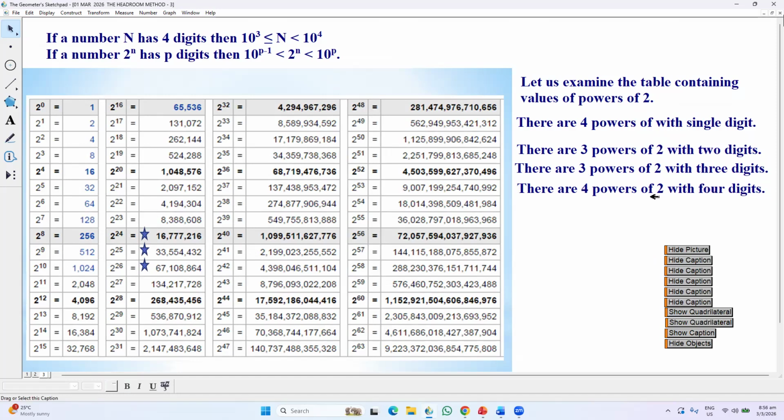There are 4 powers of 2 with 4 digits: 1024, 2048, 4096, 8192. 4 powers of 2 with 4 digits. Let me make a correction here: 3 powers of 2 for 2 digits and 3 digits, and 4 for 4 digits. Okay.